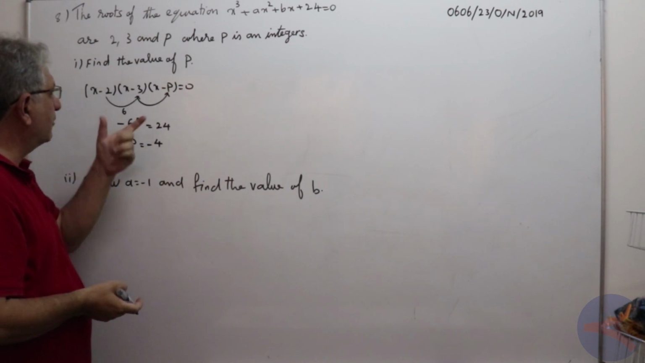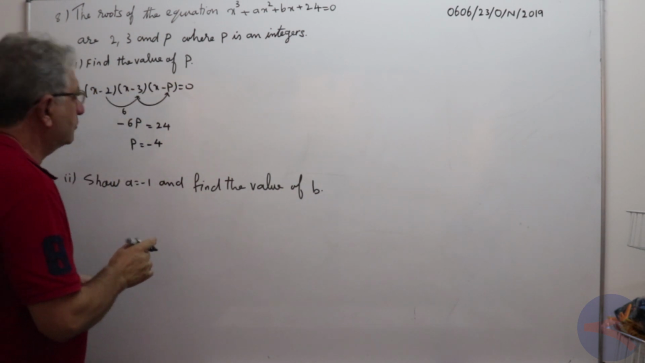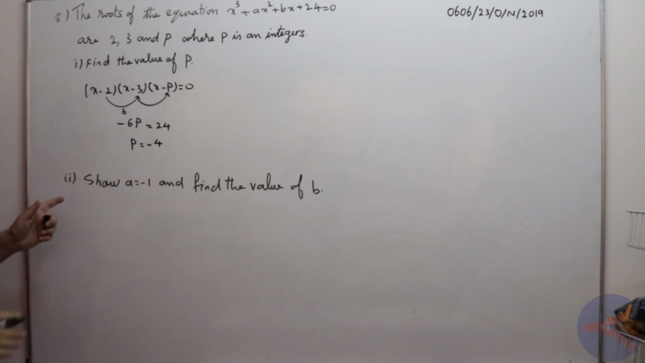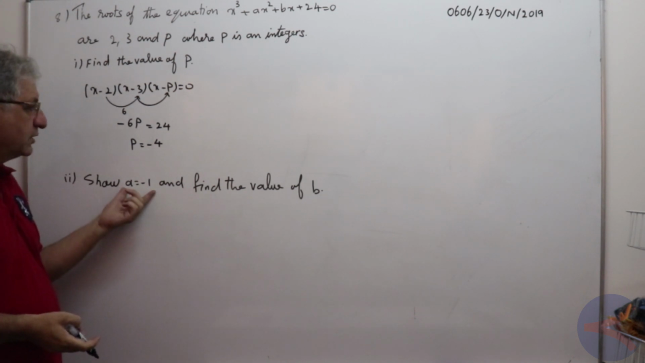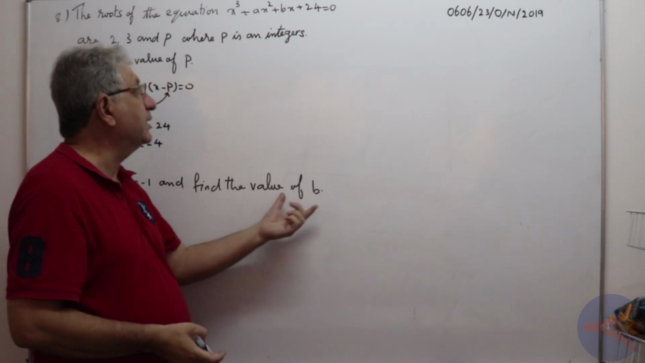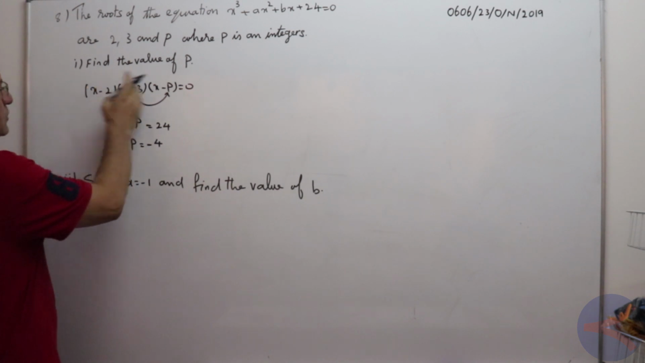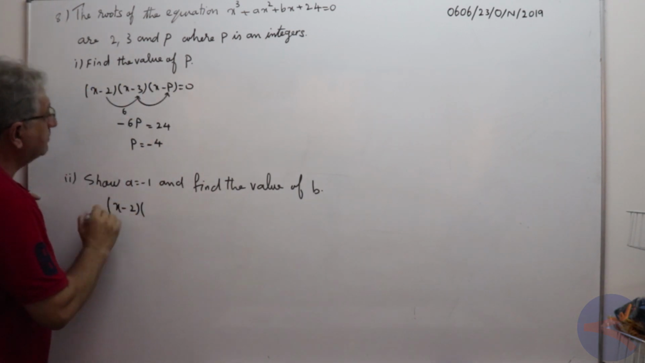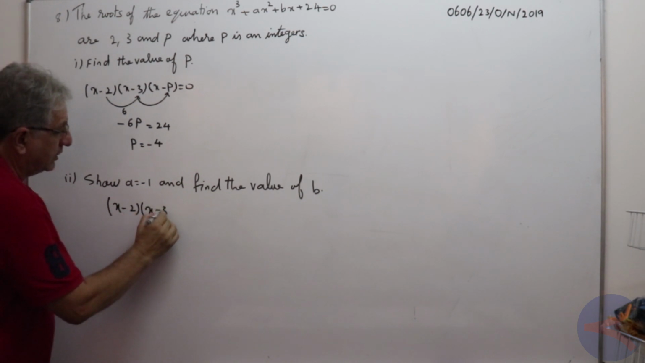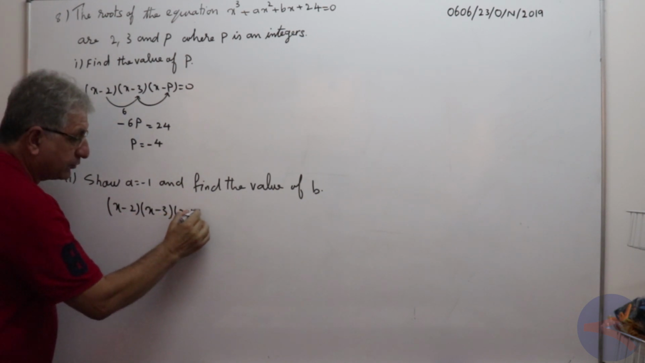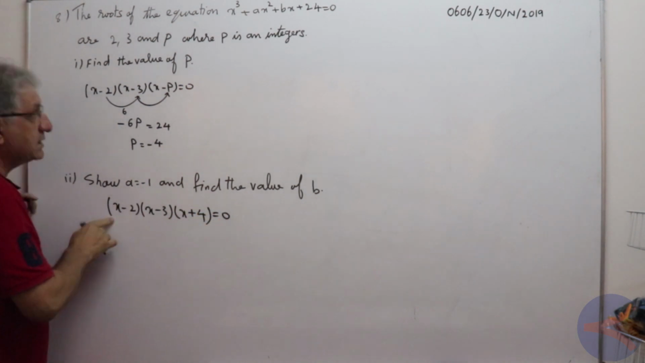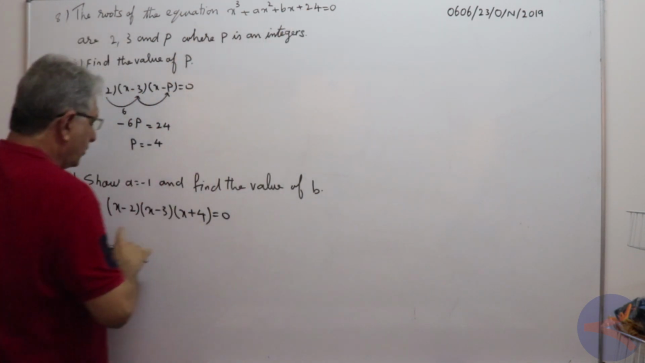Now that we know the value of p, I'm going to do the second part of this question. We have to show that a is equal to negative 1 and find the value of b. For that, I'm going to use the same thing. I know that (x - 2)(x - 3)(x + 4) = 0, because p is negative 4. This is the same as the given equation, so I'm going to expand this.